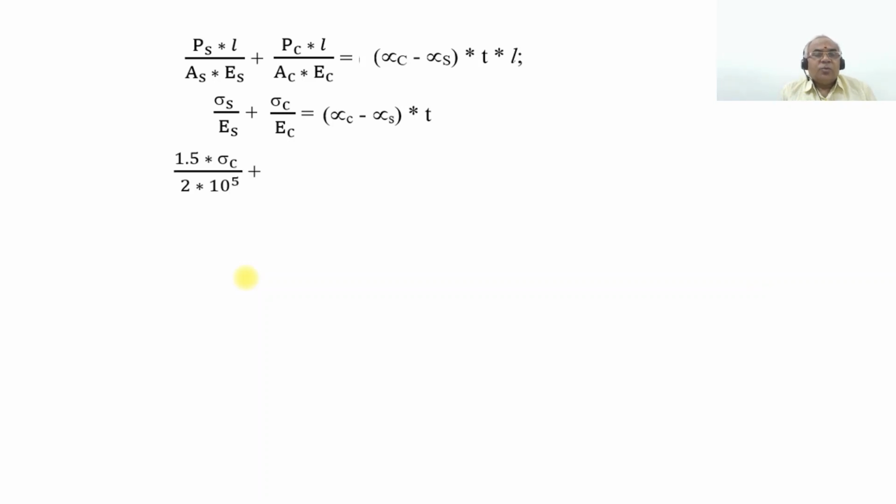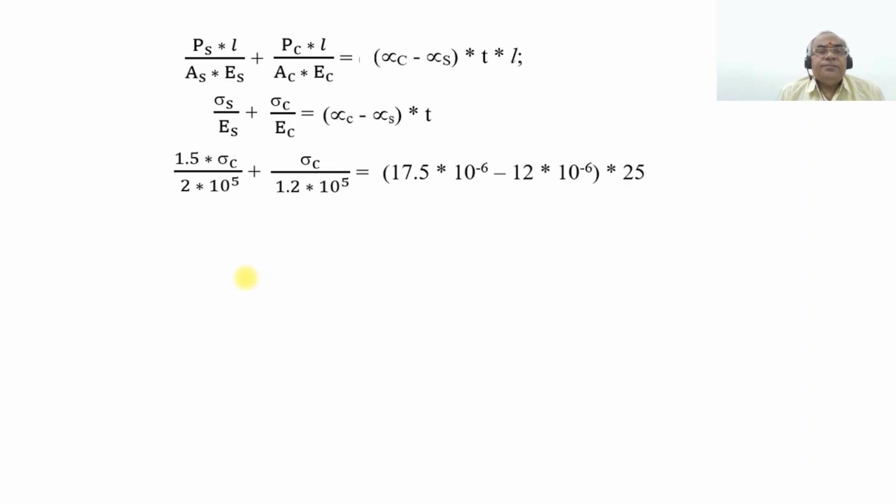So we know sigma S is 1.5 times sigma C, divided by ES, which is 2 into 10 to the power of 5, plus sigma C by 1.2 into 10 to the power of 5, which is equal to 17.5 into 10 to the power of minus 6 minus 12 into 10 to the power of minus 6, into 25.